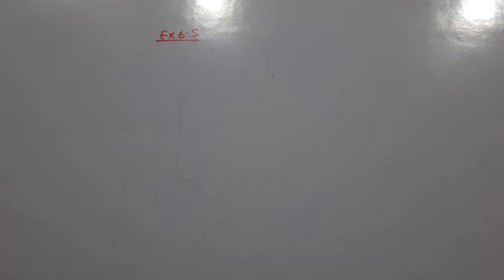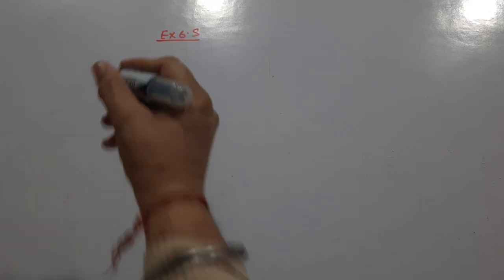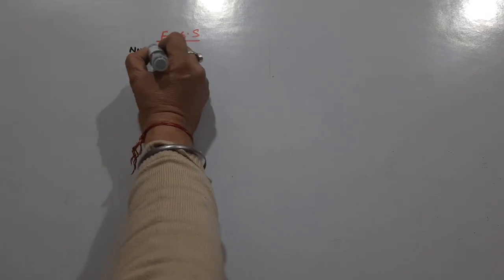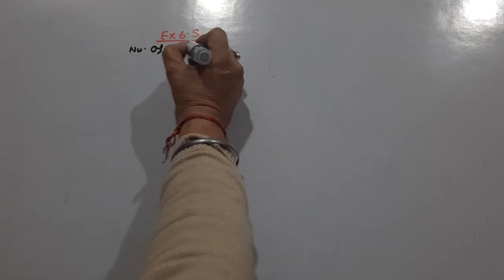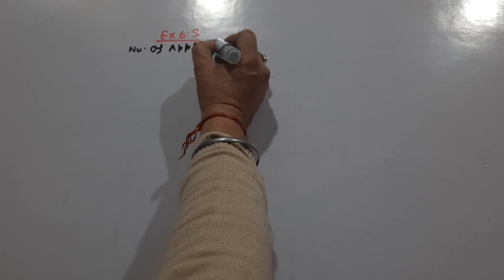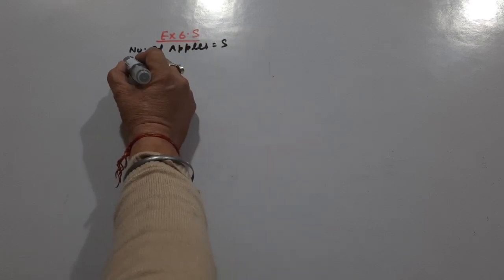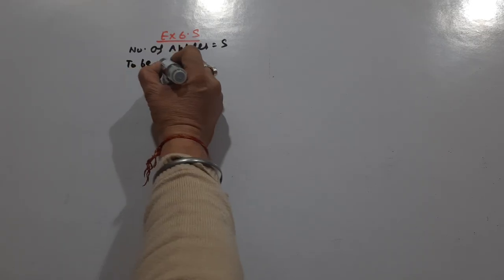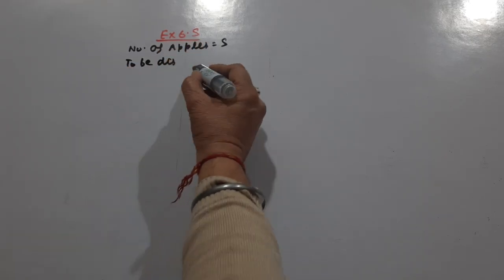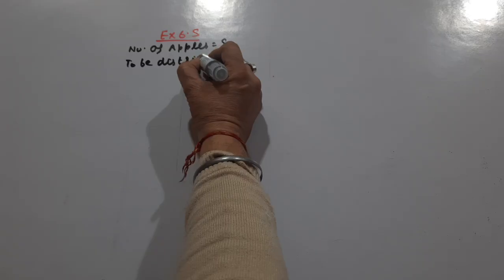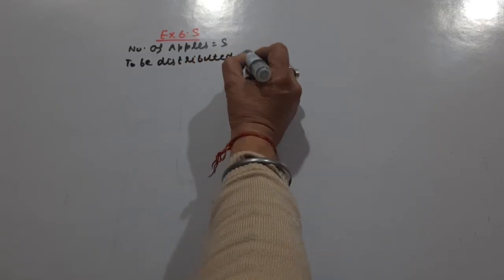Now students, let us start with the first question of exercise 6.5. In how many ways can 5 apples be distributed among 4 boys, there being no restriction to the number of apples each boy may get? Now students, we have number of apples 5 and apples to be distributed among 4 boys.